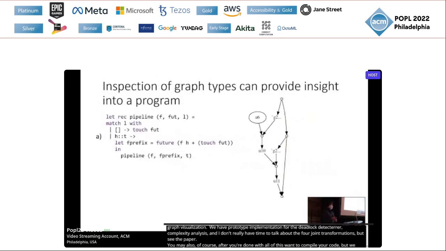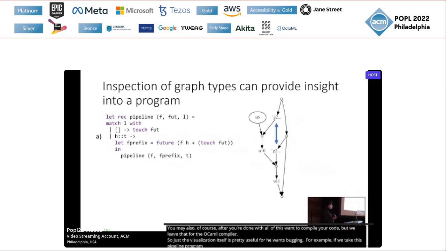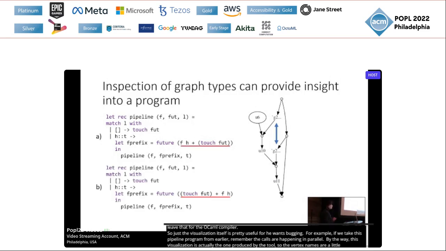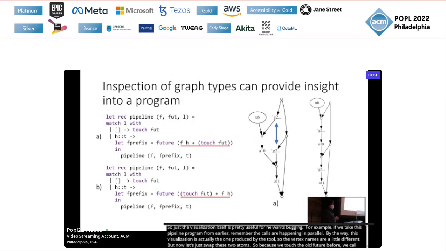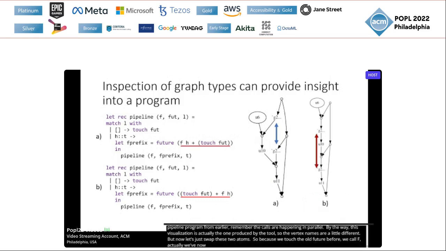So just the visualization itself is pretty useful for debugging. So for example, if we take this pipeline program from earlier, remember the calls to F are happening in parallel. By the way, this visualization is actually the one produced by the tool, so vertex names are a little bit different. But now let's just swap these two add-ins. So because we touched the old future before we call f, actually we've now sequentialized all the calls to f. And it's not obvious from the code, but it's fairly obvious from the visualization of the graph.